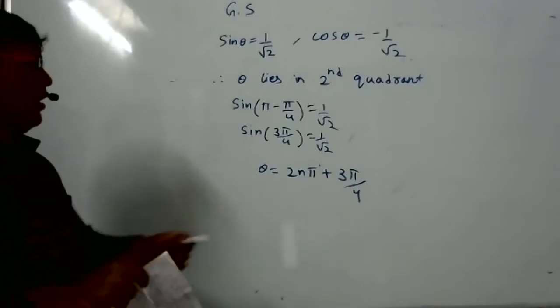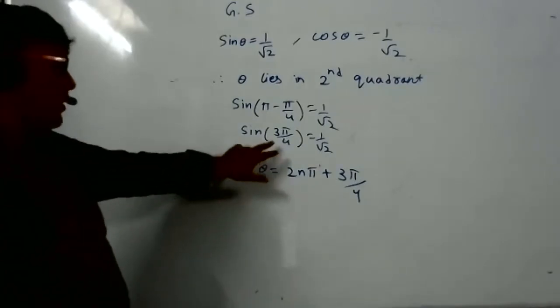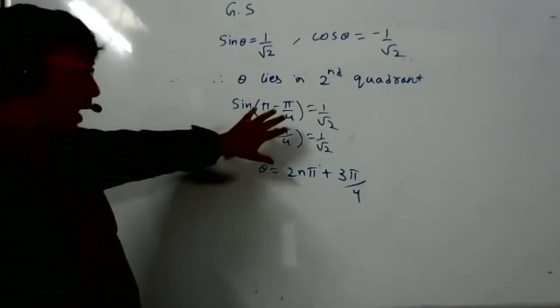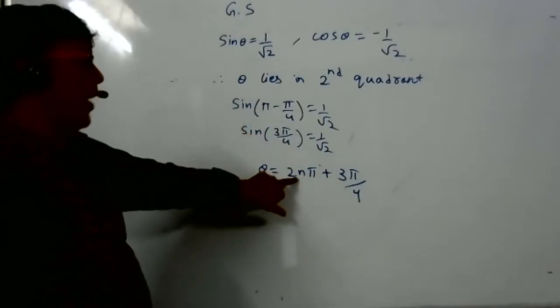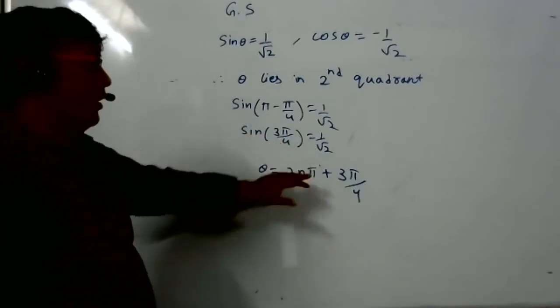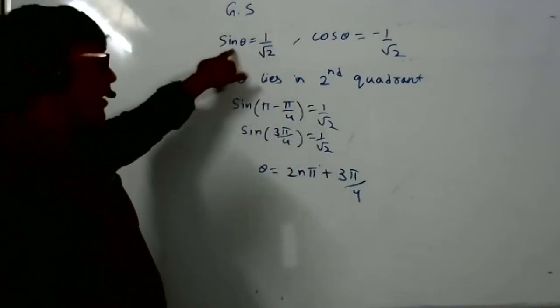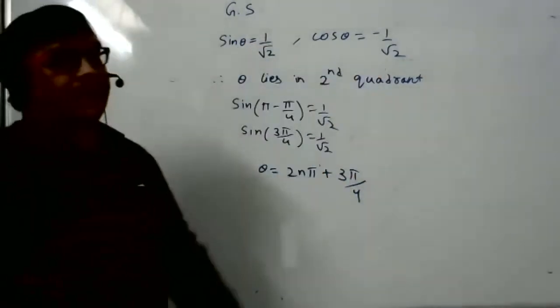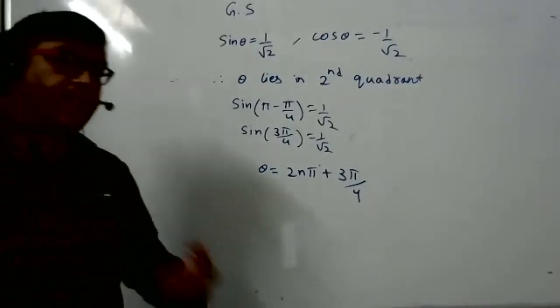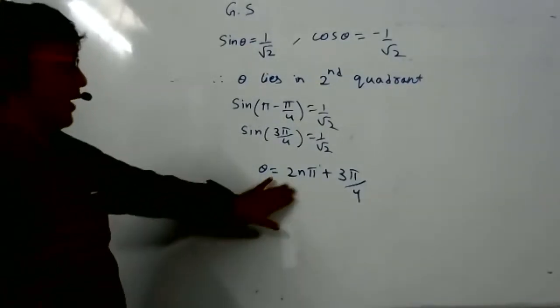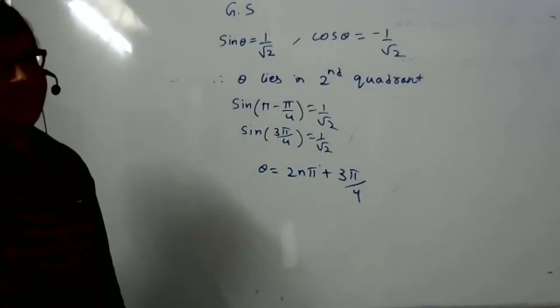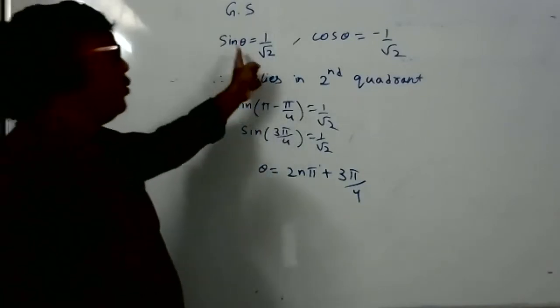This is the answer because 3 pi by 4 is one angle. For the next angle, again we have to add 2 pi, then only we'll get the same situation. So every time we have to add 2 pi to 3 pi by 4 so that sine of the angle is 1 by root 2 and cos of the angle is minus 1 by root 2. Don't hesitate, anybody can ask a doubt if you have. This is the answer, because we have to satisfy two conditions.